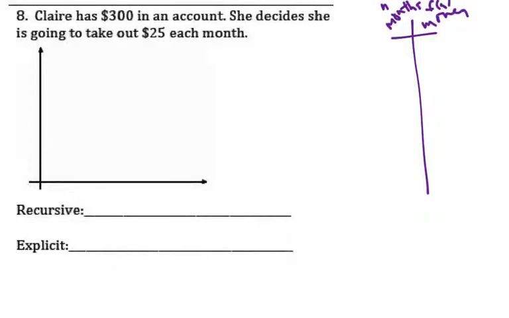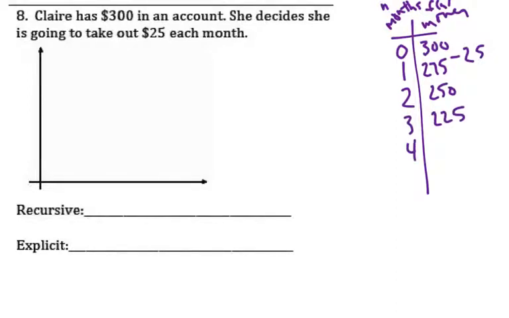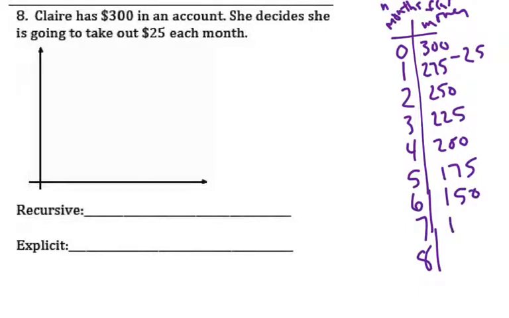Okay, so when we start out, before we start taking any out, we have 300. Well, after that first month, how much did we take out? Well, we took out $25, right? So we'd have $275. After the second month, we took out the same amount, so it'd be $250. After the third month, $225. After the fourth month, $200. After the fifth month, $175, and so on. 6th month, 7th month, 8th month, it keeps going down by 25 each time. And we could keep going.